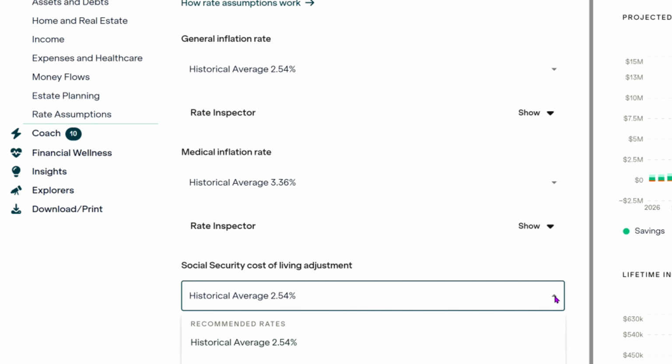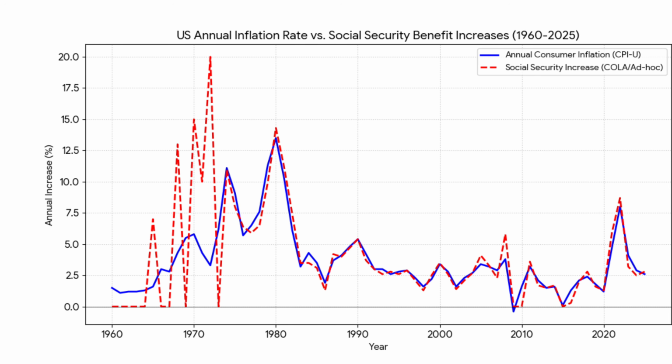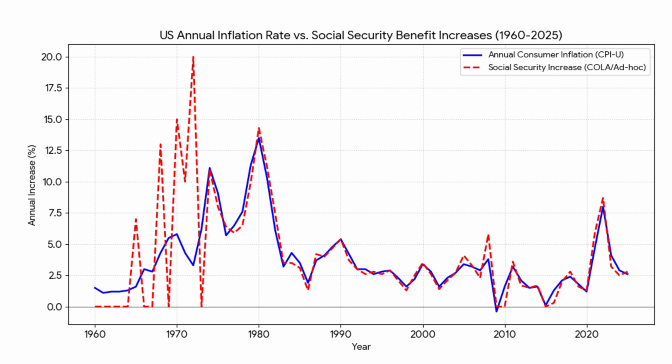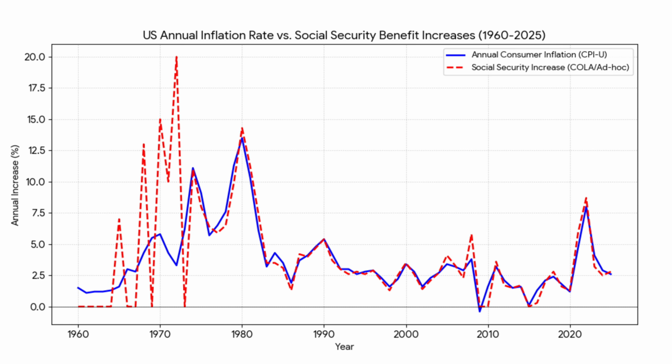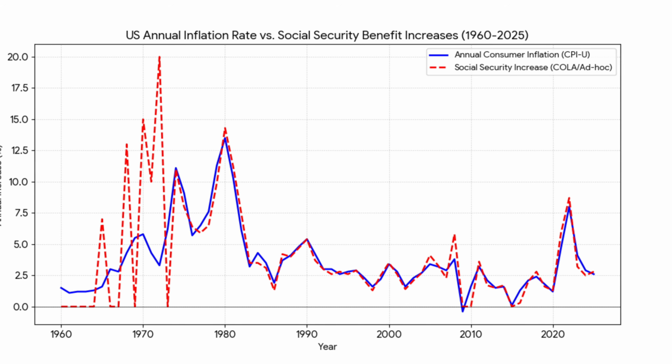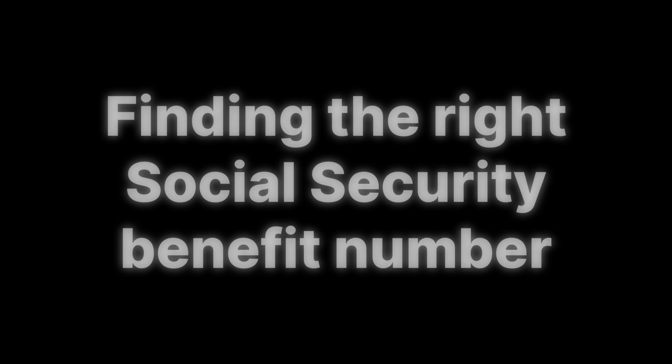Historically, Social Security cost of living increases haven't always matched up with the real world inflation that retirees feel, especially regarding healthcare costs. By tweaking your assumptions so that your Social Security COLA grows slightly slower than your general expense inflation, you can pressure test your portfolio to ensure that you won't run out of money, even if the government decides to be kind of stingy with the cost of living increases.